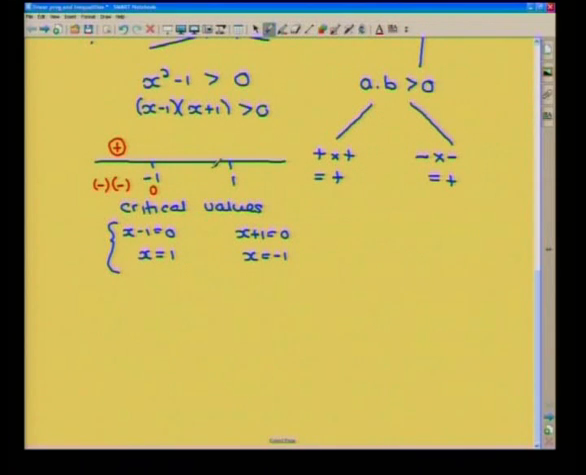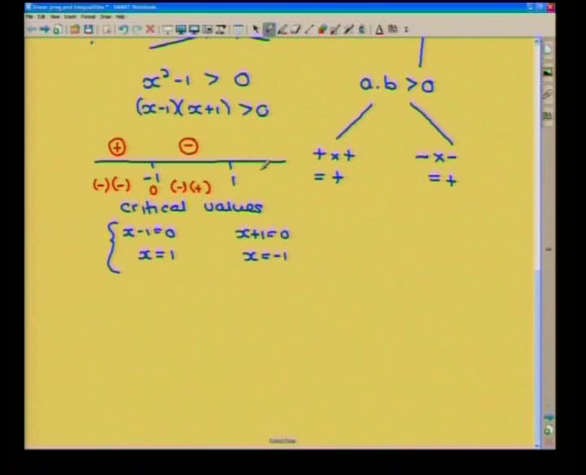You could take a half or negative a half or anything you want to. But I'd choose 0 because it's easy to work with. So if I put 0 in there, I'm going to get 0 minus 1, which is a minus, and 0 plus 1, which is a plus. And a minus times a plus is a minus.